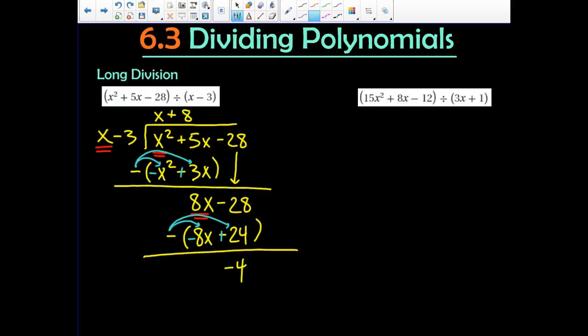Now what times x gives me negative 4? Well, this is where we stop, right? Negative 4 is our remainder. So our remainder is negative 4 over x minus 3.